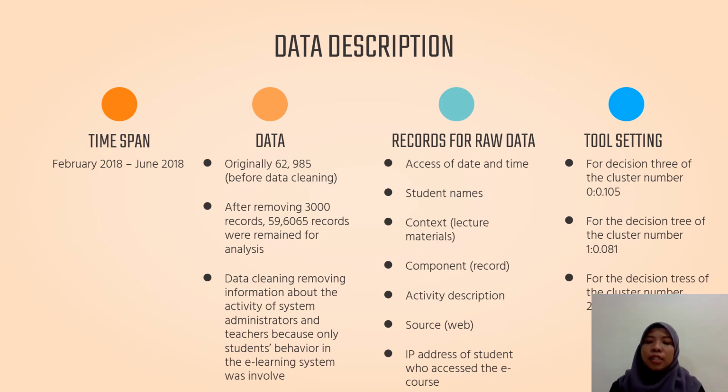As you can see on the slide, for the decision tree of cluster number 0 it is 0.105. For the decision tree of cluster number 1 it is 0.081, sorry. And the third one, for the decision tree of cluster number 2, is 0.08. These values were chosen considering the best resulting branching of the trees and the acceptability of the result for interpreting according to the previously obtained clustering model.